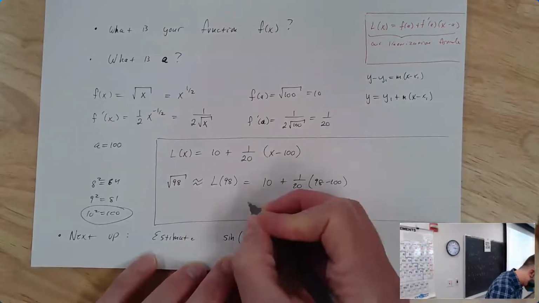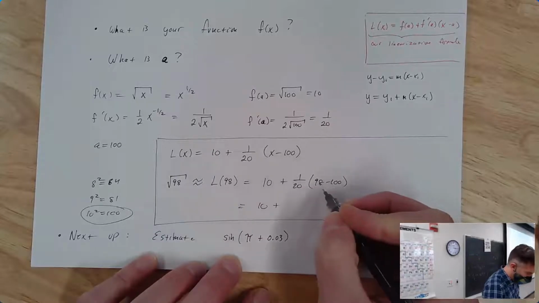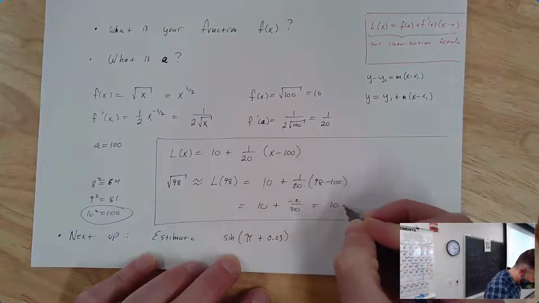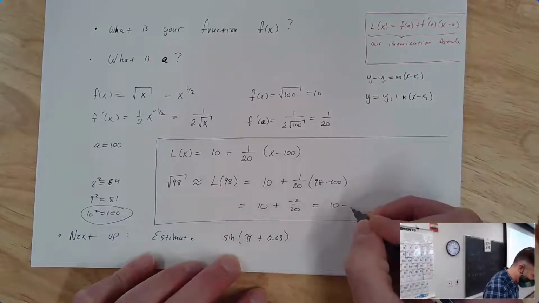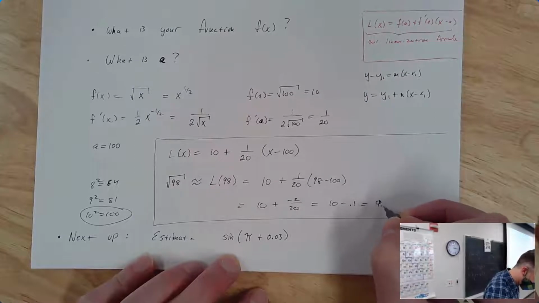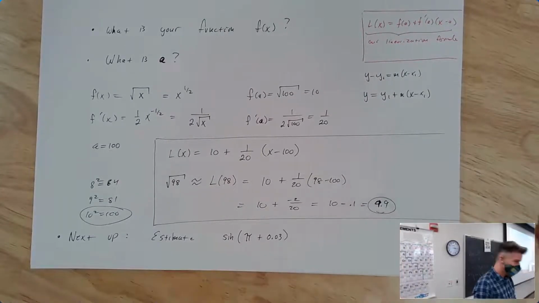So we're going to get 10 plus, what, -2/20. So that's going to be 10 minus 0.1 or 1/10, however you want to write it. I'd probably go decimal here since it's easy. My answer is 9.9. I don't actually know what the square root of 98 is because I didn't bother to check it in my calculator, but I'm sure it's pretty close.